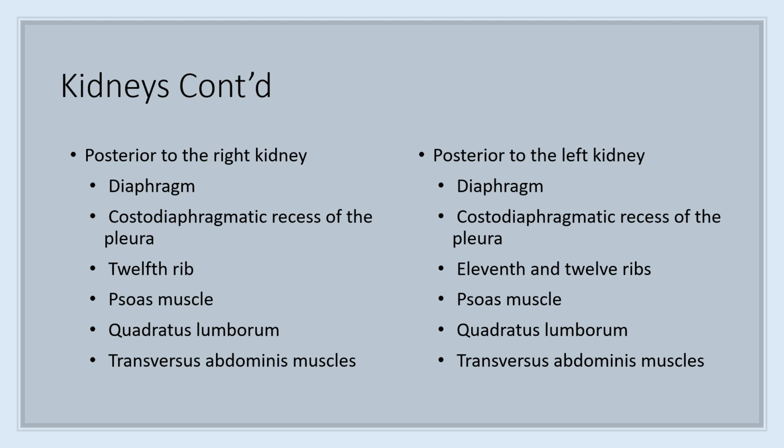Behind each of the kidneys, we're going to find structures as well. Behind each of the kidneys, you're going to see the diaphragm and the costodiaphragmatic recess of the pleura. Behind the right kidney will be the 12th rib. Behind the left kidney will be the 11th and 12th ribs, because remember it sits a little higher. The psoas muscles, the quadratus lumborum, and the transverse abdominis muscles are also posterior to the kidneys.